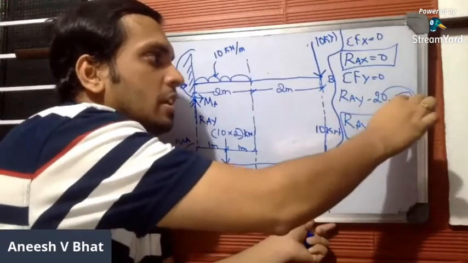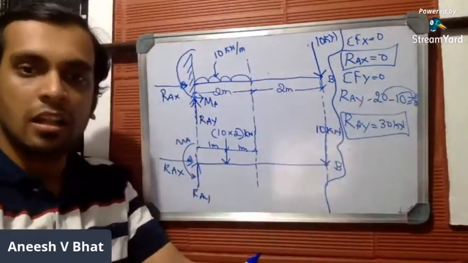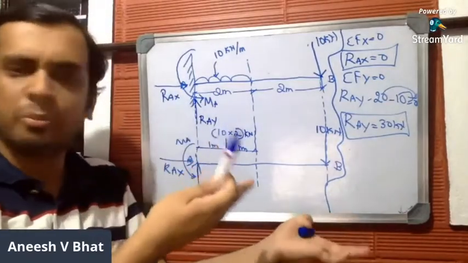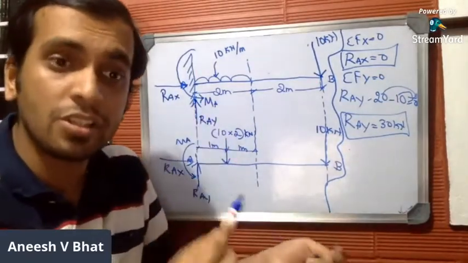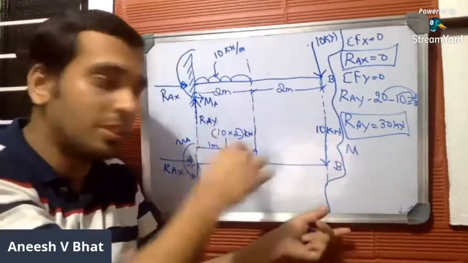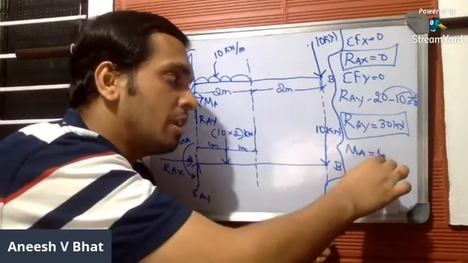Take these two to the other side. Done. So we got both the support reactions, Rax and Ray. We need the value of moment, which can be obtained by applying the third condition of equilibrium, which is moment either about A or B is equal to 0. So here A is the only support, so moment about A should be equal to 0.